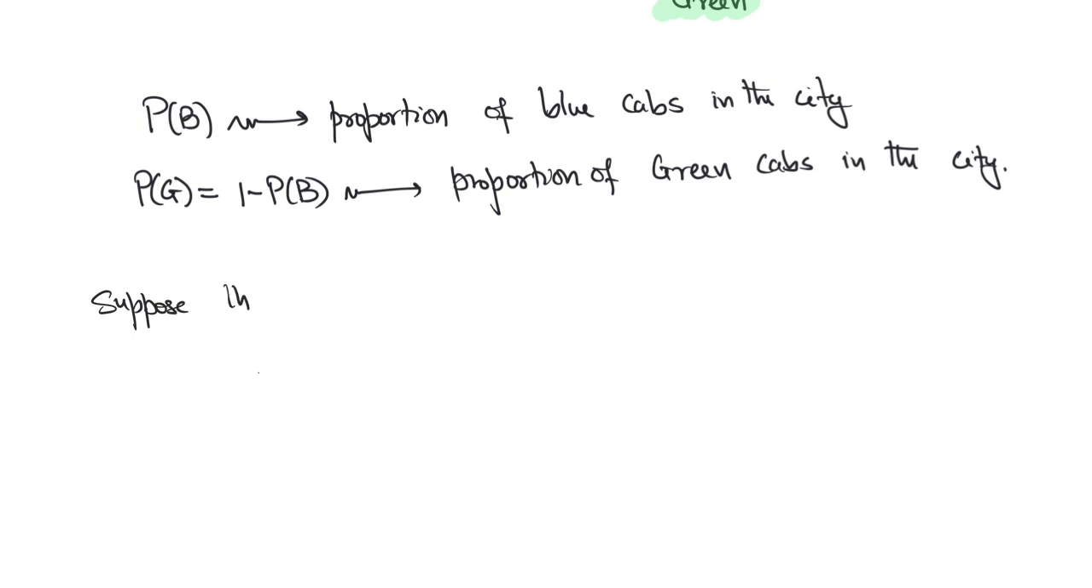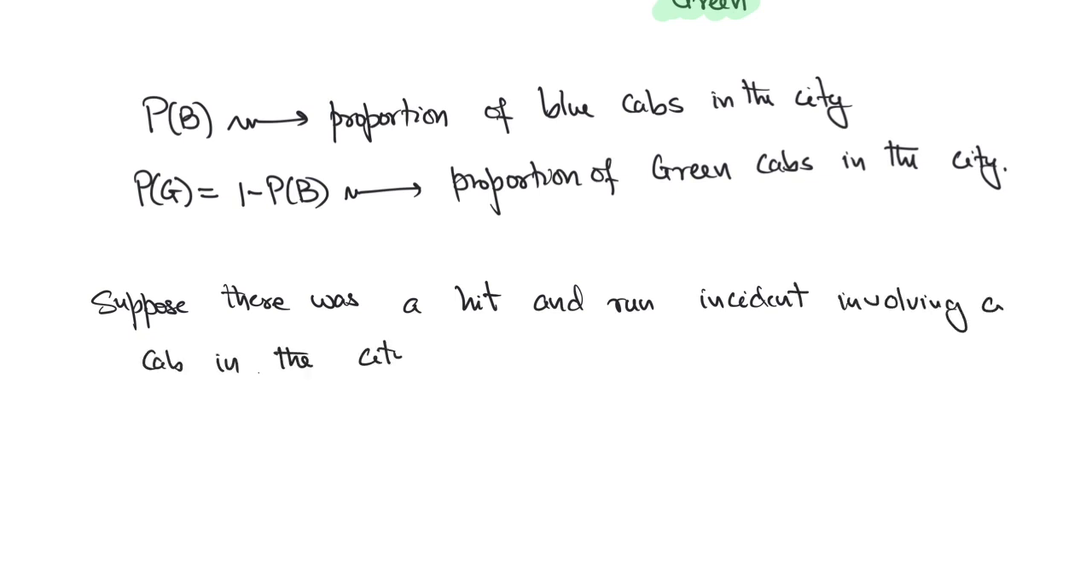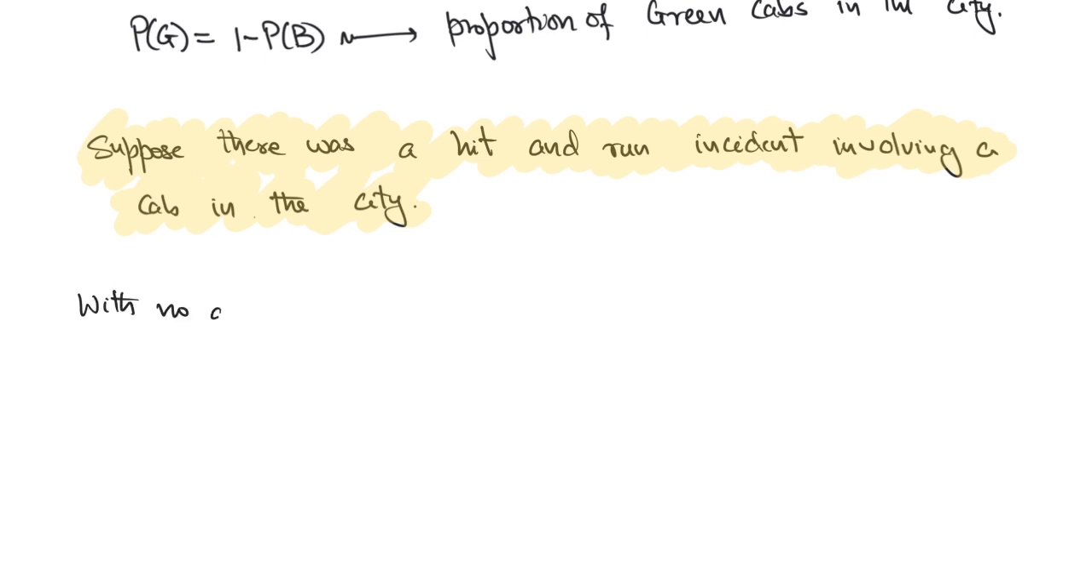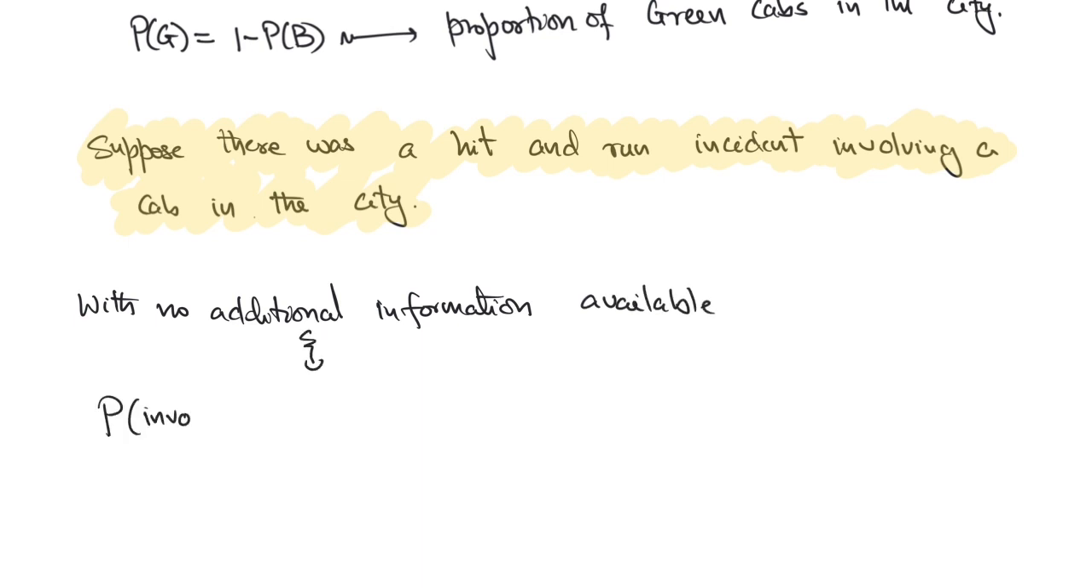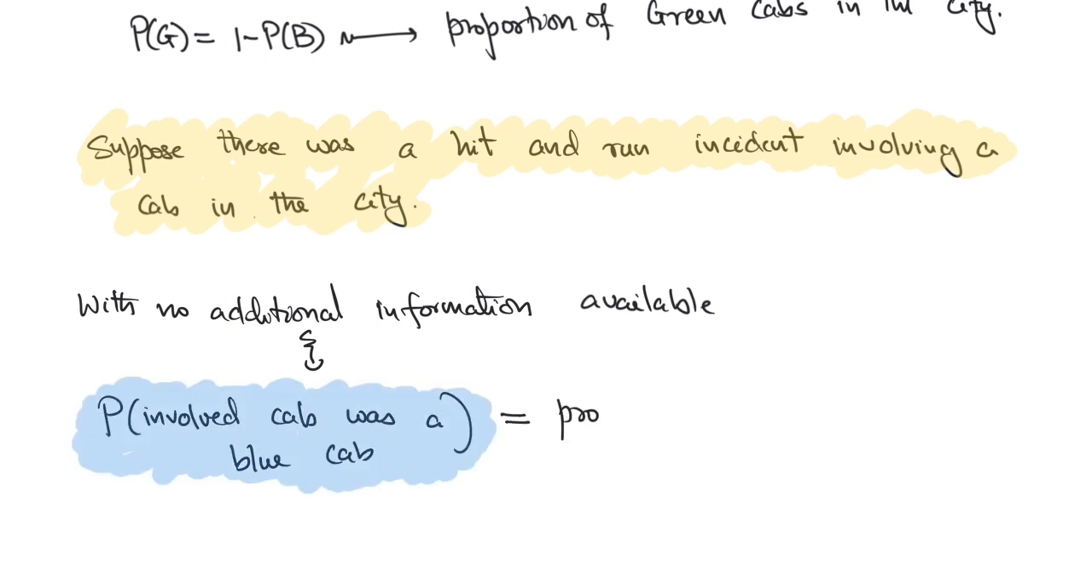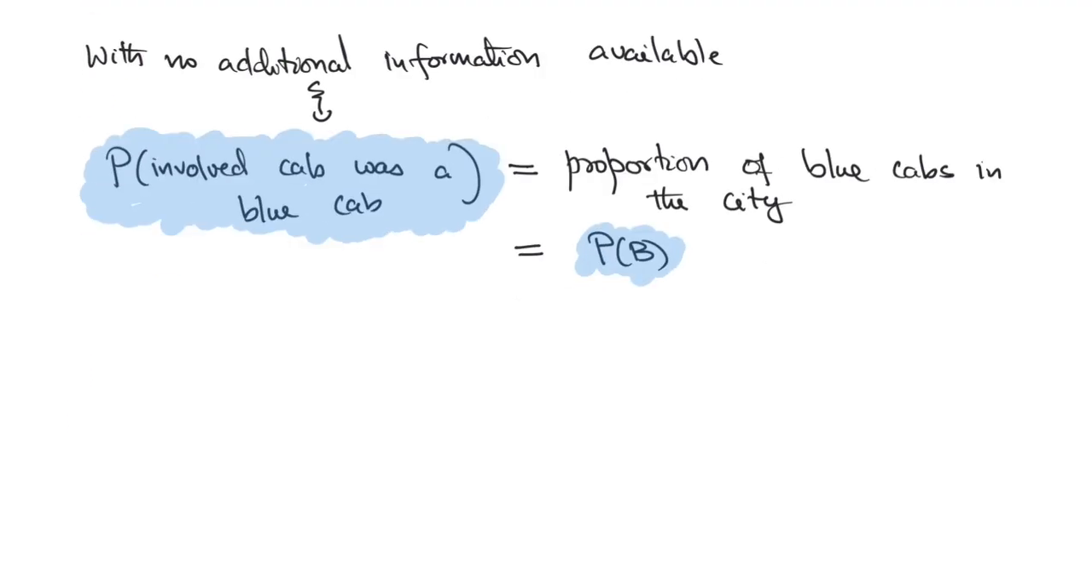Suppose there was a hit and run incident involving a cab in the city, and we want to try to calculate the probability of the color of the involved cab. With no additional information available, the probability of the involved cab being a blue cab is going to be exactly the proportion of blue cabs in the city. This is something that we have called P of B in the earlier description of this problem.